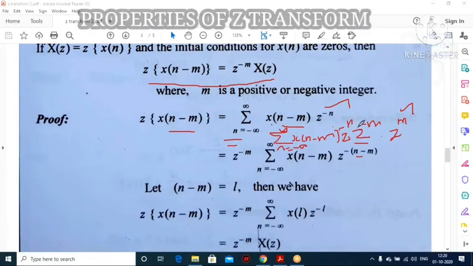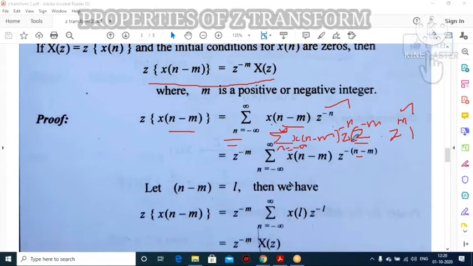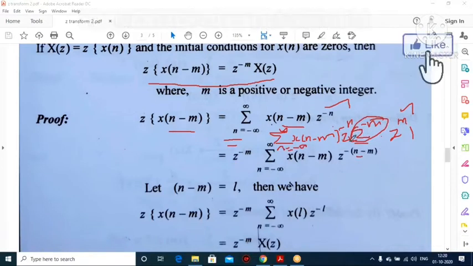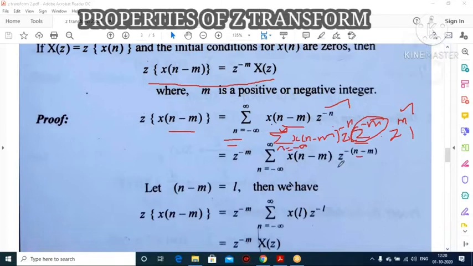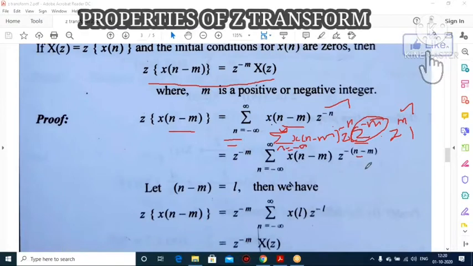I introduced these two terms here: z power minus m into z power m. From this expansion, I bring z power minus m outside. Inside you have z power minus n, z power plus m, so you can write it like this: z power minus of n minus m. Now the finished statement for the time shifting property.